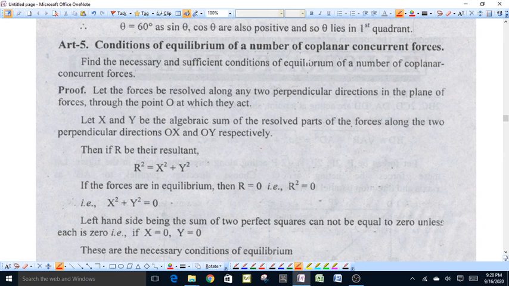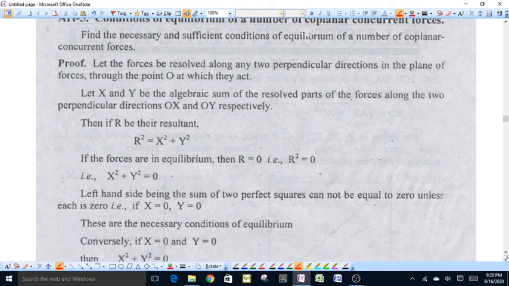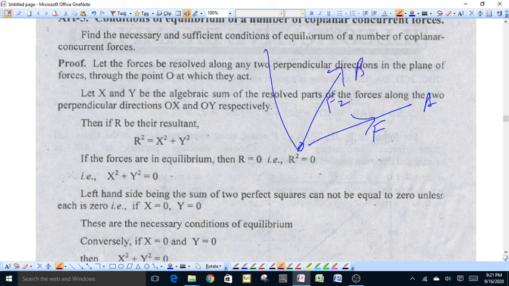What will be the condition of equilibrium if we have any number of forces which are coplanar and concurrent forces? Suppose that we have many forces, suppose F1 which acts along OA, F2 along OB, force F3 along OC, and so on.